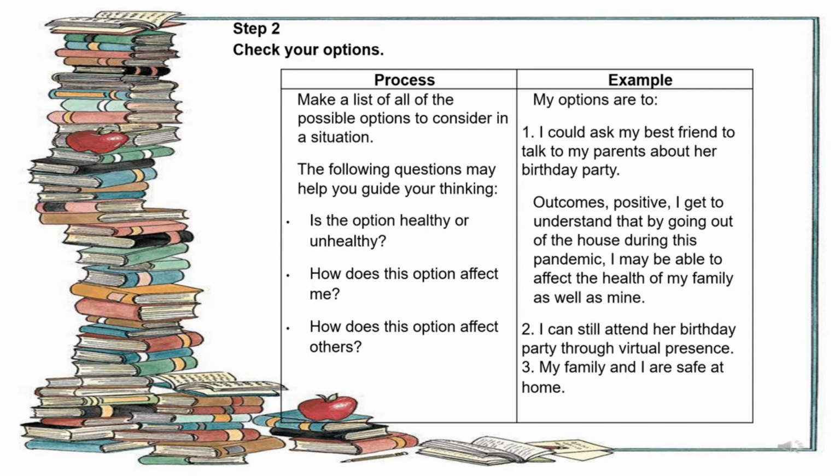1. I could ask my best friend to talk to my parents about her birthday party. Outcomes, positive: I get to understand that by going out of the house during this pandemic, I may be able to affect the health of my family as well as mine. 2. I can still attend her birthday party through virtual presence. 3. My family and I are safe at home.